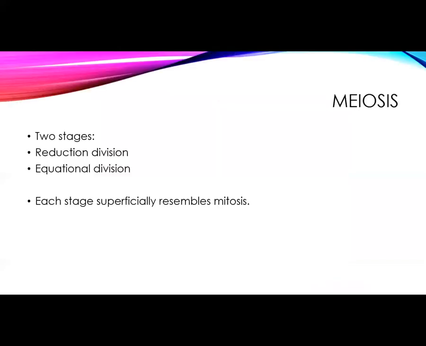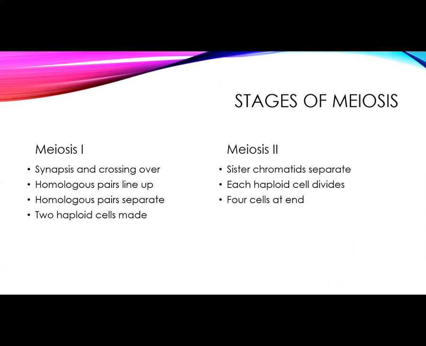So meiosis actually has two stages. The first stage is called reduction division. This is what goes from diploid to haploid. The second stage is called equational division. This divides up the sister chromatids. On a very superficial level, each of these stages kind of resembles mitosis. But remember, meiosis is not mitosis.